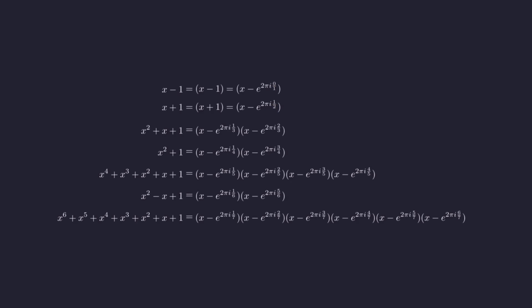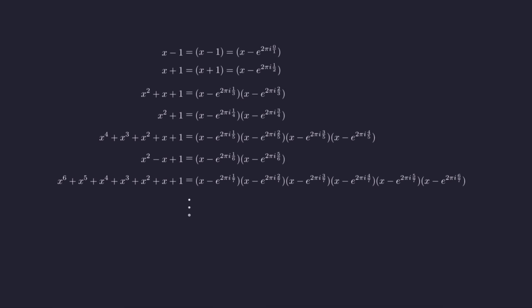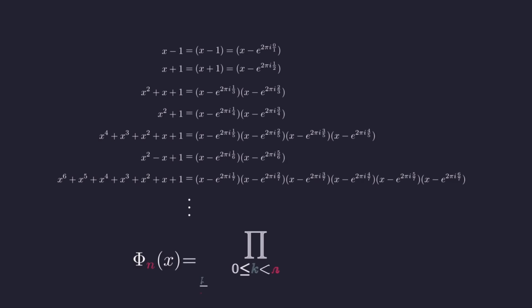Any fraction k over n that can be represented using a lower denominator than n will appear before you get to the nth row. In general, the nth cyclotomic polynomial, denoted phi sub n of x, is equal to the product of all the terms x minus e to the 2 pi i k over n, where k ranges from 0 to n minus 1, and the fraction k over n is in lowest terms.